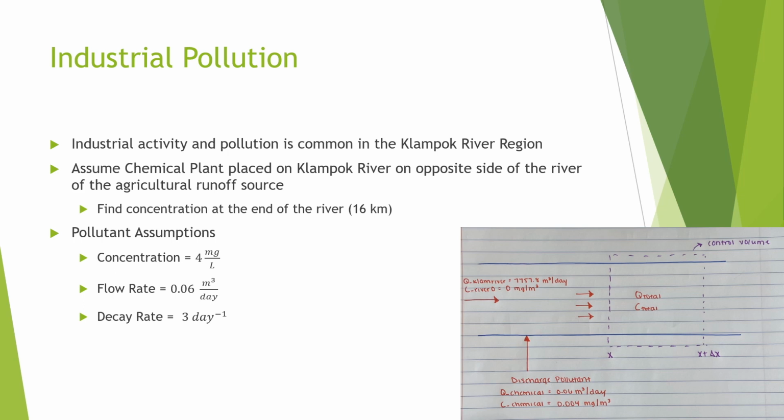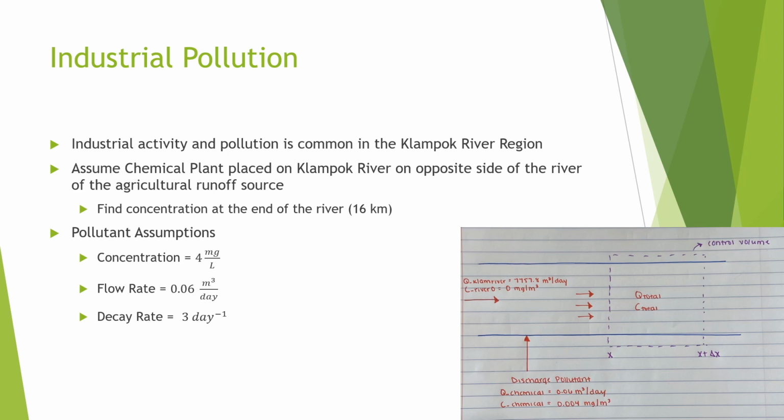In addition to agricultural runoff, pollutants from industry also pose a threat to the Clampock River. For example, let's assume a chemical plant is placed on one end of the river. We want to find the concentration of the pollutant as a function of distance. For the pollutant being discharged from the chemical plant, we will assume values for the concentration of pollutant, flow rate of pollutant, and decay rate of the pollutant.